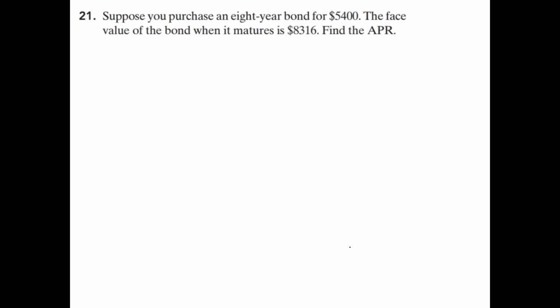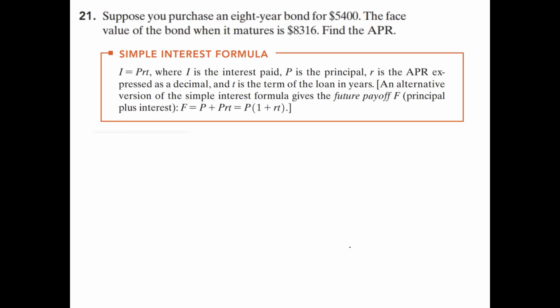Now, it turns out that when you're working with bonds, they calculate the interest that you pay using simple interest, right? And so you need to figure out what formula you need. For the interest, you're going to use the simple interest formula. The interest is the principal times the rate times the time, where I is the interest paid, P is the principal, R is the APR expressed as a decimal, and T is the term of the loan in years.